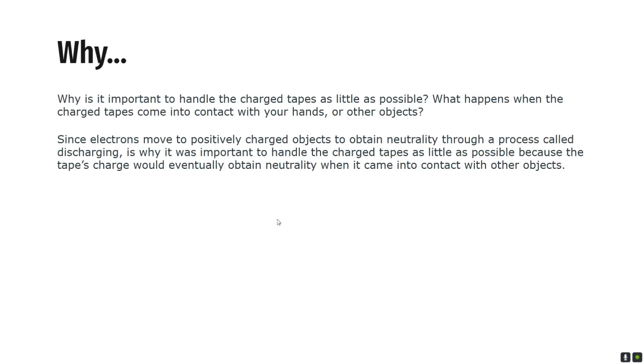Why is it important to handle the charged tapes as little as possible? What happens when the charged tapes come into contact with your hands or other objects is that electrons move to positively charged objects to attain neutrality through a process called discharging. This is why we had to handle the charged tapes as little as possible, because they would no longer be charged and would be neutral if we handled them too much.